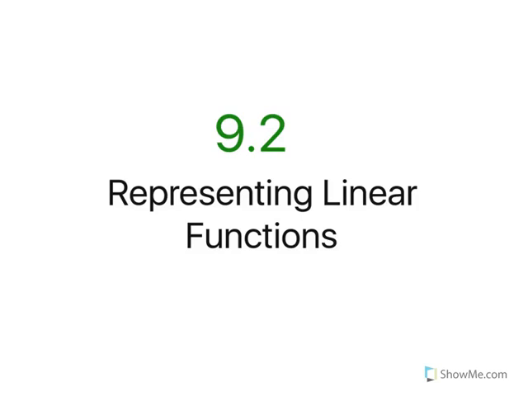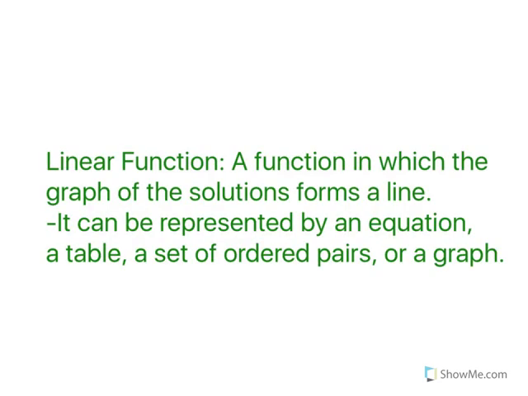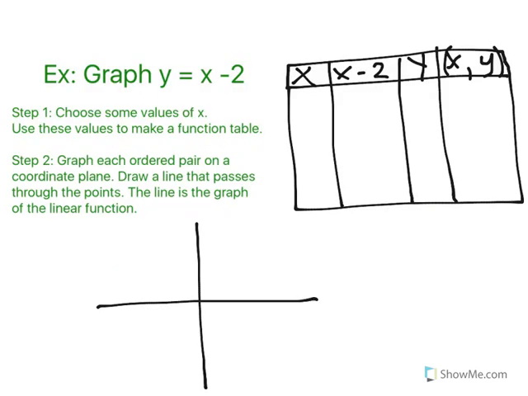So this lesson is on section 9.2 titled Representing Linear Functions. It's very similar to last lesson, except this time we're going to take one step further and graph the functions. A linear function is a function in which the graph of the solutions forms a line. We found solutions in our last lesson, and this time we're going to take those solutions and graph them. They can be represented as an equation, a table, a set of ordered pairs, or a graph. So let's jump into the first example.